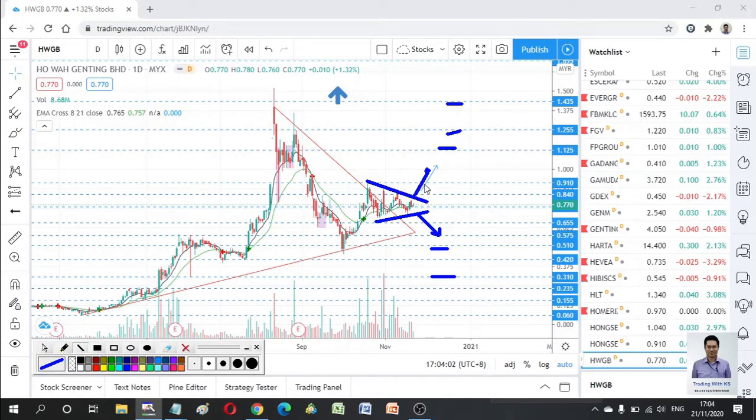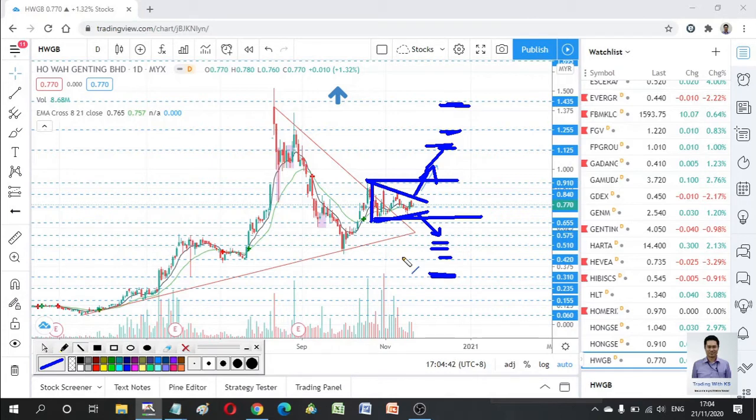Of course, the first areas it will test are the top and bottom of the triangle. If we continue to go down, these are the areas that it will test. If it can break out from the top of the triangle consolidation, most likely you can look at 1.125, 1.255 and 1.435. These are the areas.